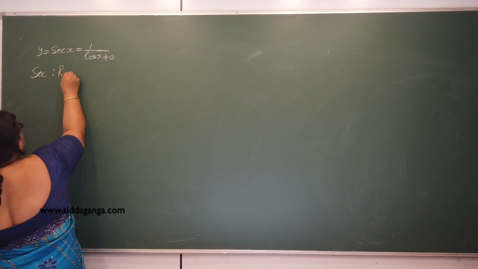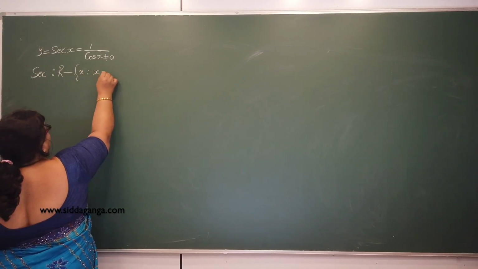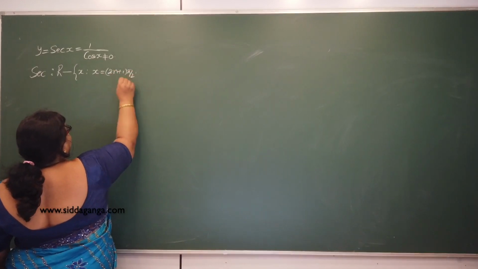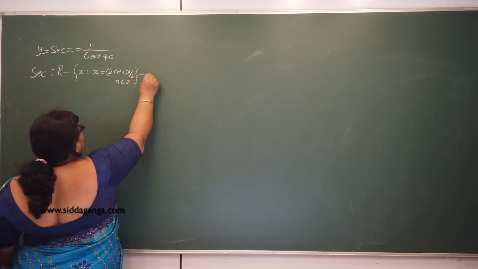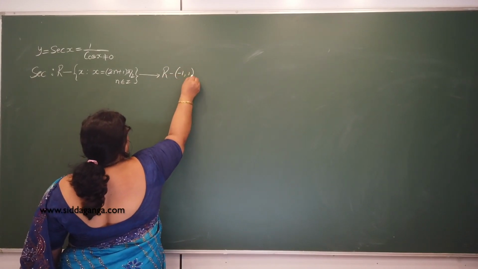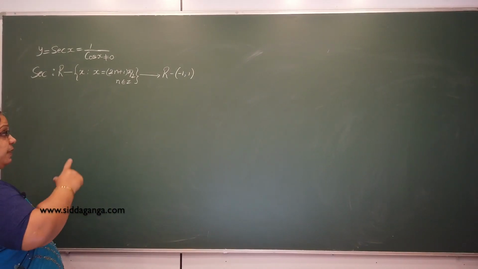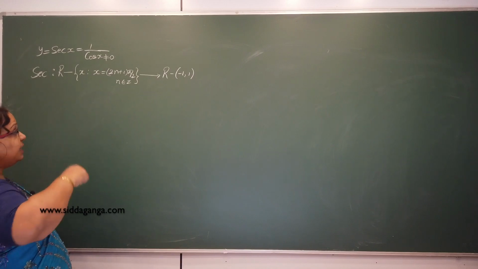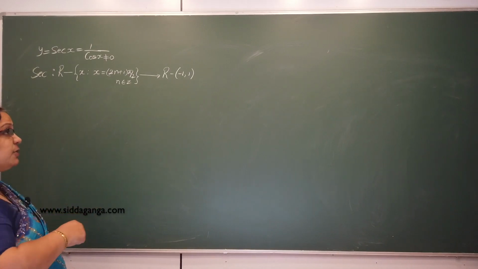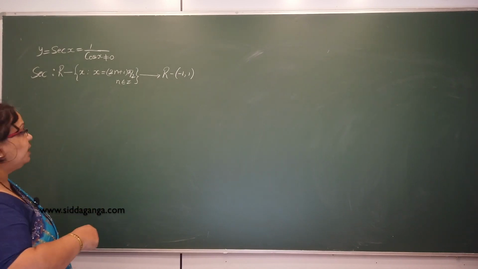We have to delete the odd multiples of pi by 2, because when we consider the odd multiples of pi by 2, the secant function is not defined, and the range of the secant function is R minus the open interval minus 1 comma plus 1. So we don't get the graph in between minus 1 and plus 1 for the function secant x, because we don't get the values for the secant function in between minus 1 and plus 1.